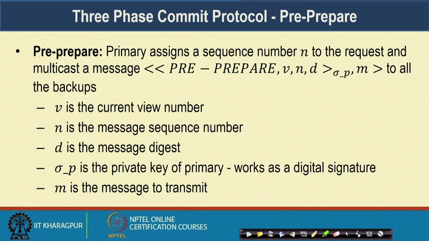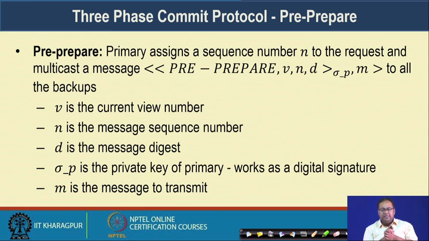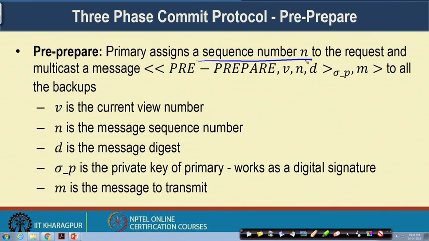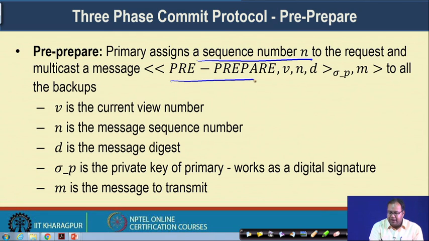Now, this entire consensus algorithm in PBFT works in 3 different phases: pre-prepare, prepare and commit. We will look into these 3 phases in detail. In the pre-prepare phase, the primary assigns a sequence number. Initially the client has sent a request to the primary. Once the client has sent a request to the primary, this pre-prepare phase starts. The primary assigns a sequence number n to the request and multicasts a message called pre-prepare along with certain parameters to all the backups.